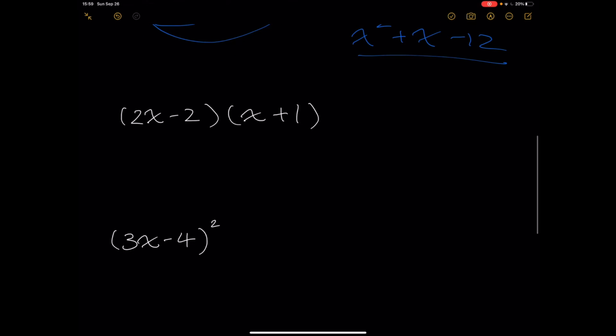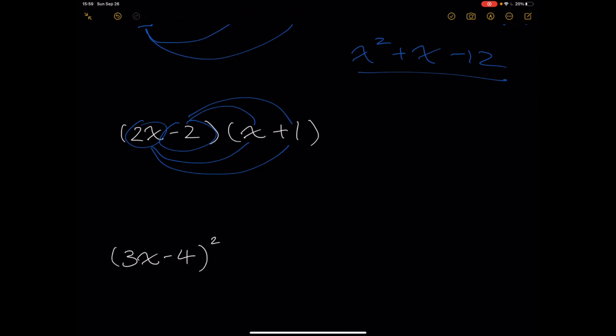Let's try again. So in this situation, we have 2x. We spread it to x and 1. Negative 2, we spread to x and 1 again. And in that order, we will have 2x squared plus 2x minus 2x minus 2. We'll be left with 2x squared minus 2.